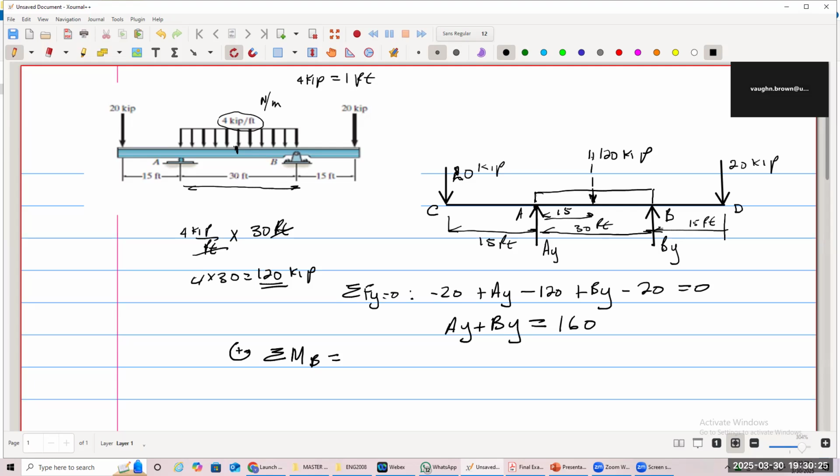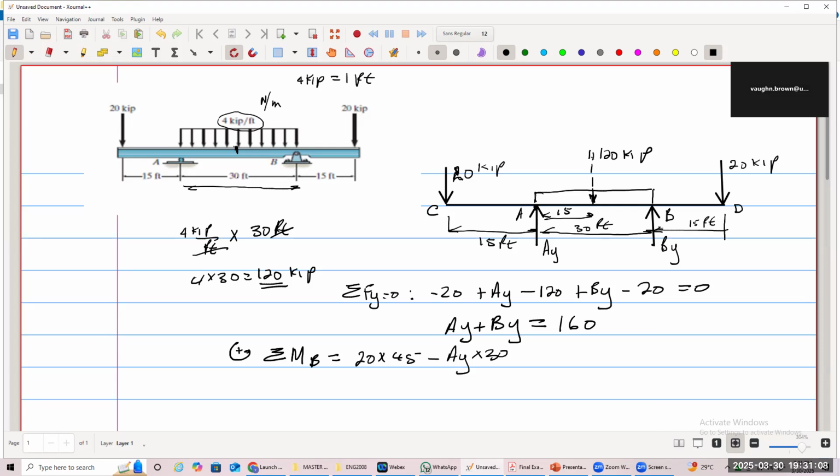All right. So here we go now. We're going to take a moment at point B. We're starting with the one at C first. The distance from C to B is going to be 45, and it is going in the anti-clockwise direction, which is positive. So it's 20 times 45. That's the first force coming down, and that is positive. The next one is the AY. AY is going up, which is going to be a minus. So it's minus AY. Now, what's the distance from B? 30. So we have 30 there.